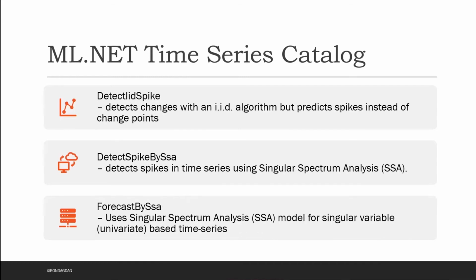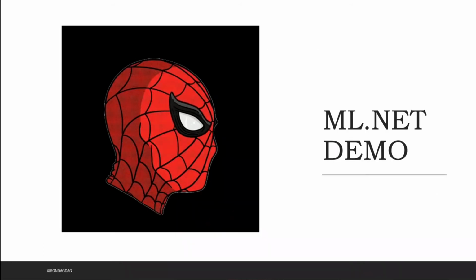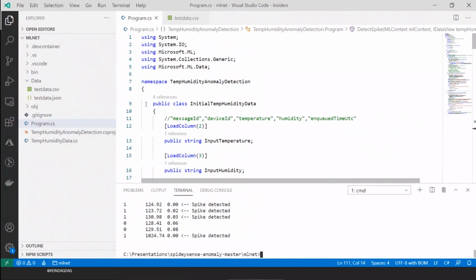That you can just incorporate into your application. I'm going to focus today on this detect IID spike, where if there are changes in the algorithm, it would predict spikes instead of change points. All right, let's try to do a demo real quick on here.